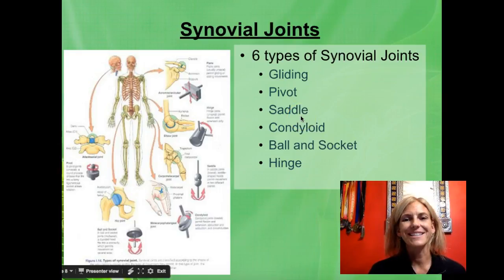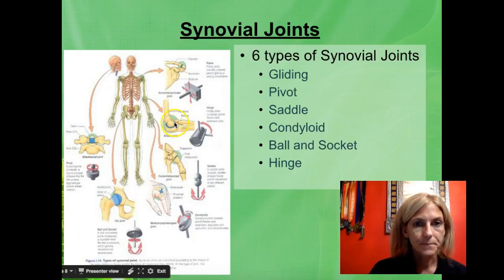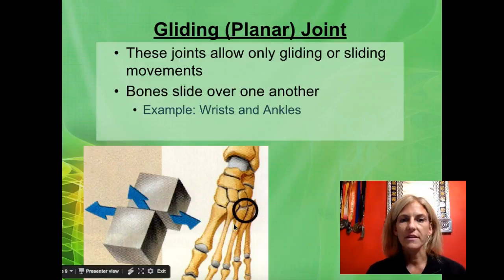The saddle joint is an interesting joint because it's only found in one place, in your thumb or your pollex. The condyloid joint is found in the knuckles of the hand, for example, and the ball and socket joint is one of the ones we're most familiar with, I feel, the shoulder and hip, and then you have the hinge joint as well. So you can see these pictures showing the ball and socket joint, and you can see the hinge joint here, and we'll talk about each one of these separately.